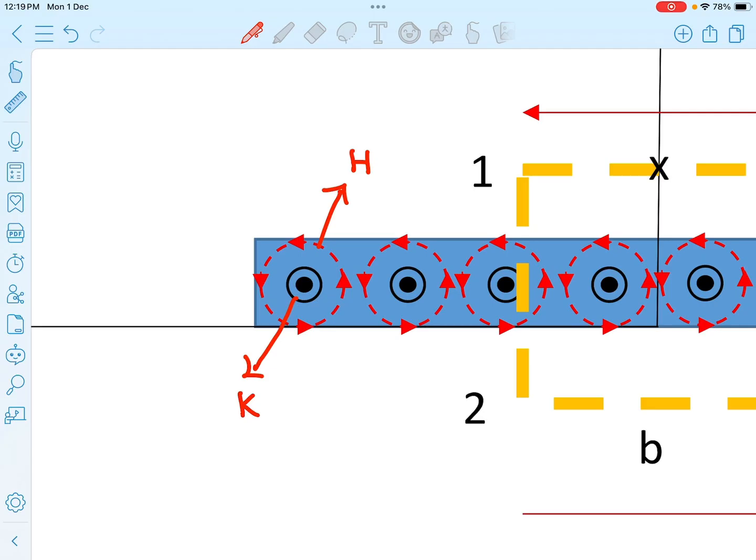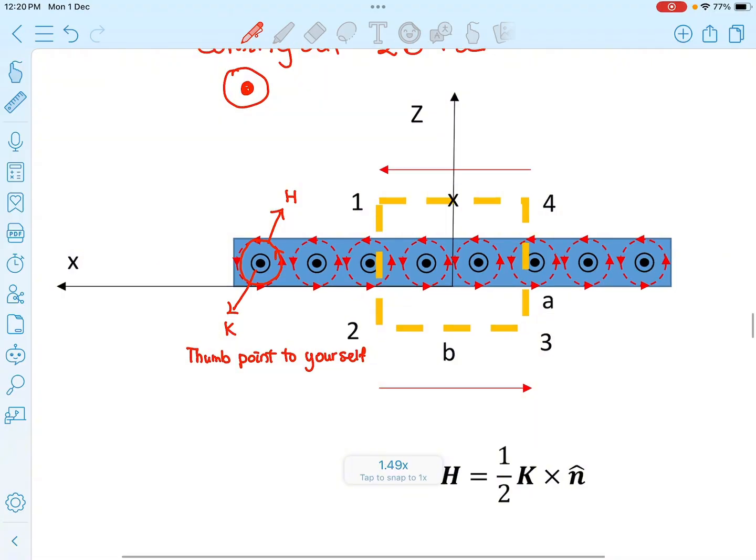The K is coming out, so you can take out your right hand and your thumb is pointing to yourself. The other 4 fingers, you will find that they rotate in the counterclockwise direction, just like this. Counterclockwise direction. And the same thing applies to the other current filaments.